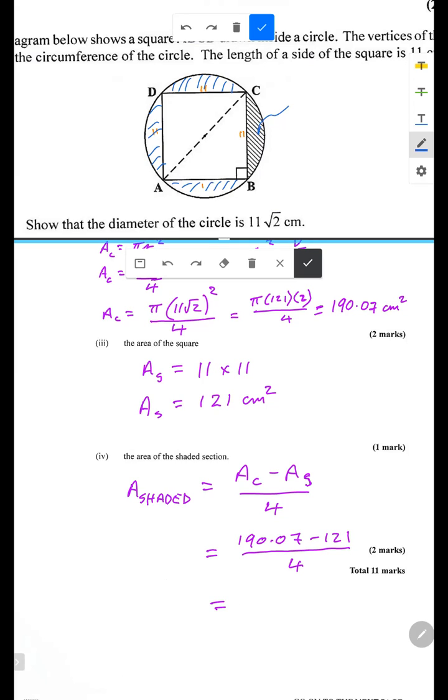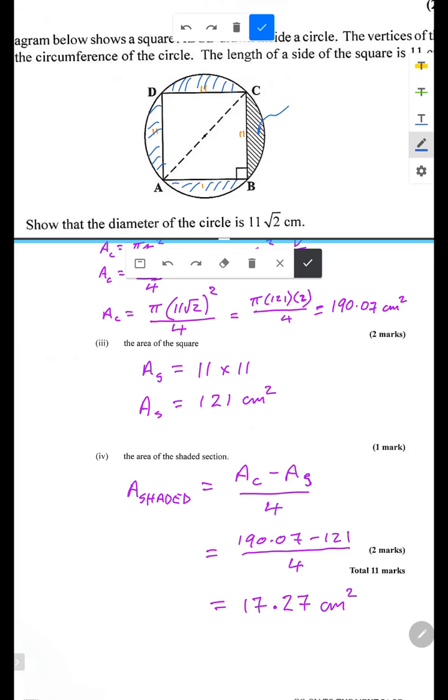Okay. So it's 190.07 minus 121 equals, and you divide that area by 4. And so you get 17, so to 2 decimal places, 0.27 centimeters squared is the area. Centimeters squared. All right, and basically that's that.